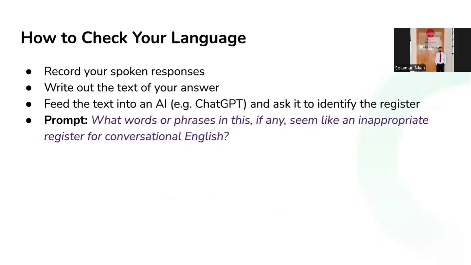One helpful way to check this is to record your spoken responses and write out what you said. You can then use an AI tool like ChatGPT or Gemini to help analyze your language. For example, you can ask whether any words or phrases sound like an inappropriate register for conversational English. This can help you identify patterns in your speech that you might not notice on your own.